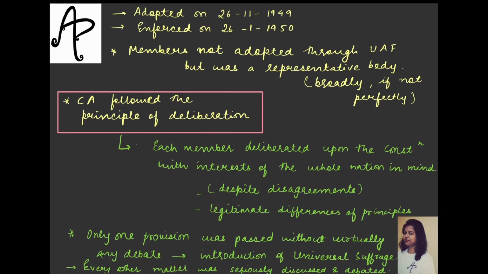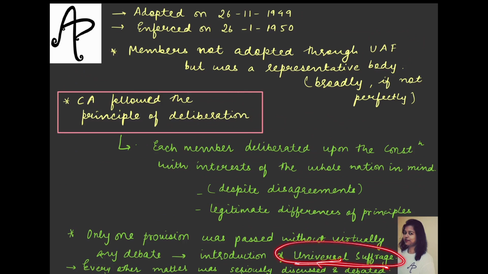But there was one provision of the constitution that was passed without virtually any debate. You know, उसको बस सबने मिलके पास कर दिया, और वो क्या था? Introduction of universal suffrage, which means universal adult franchise, that everybody who would be an adult would be allowed to vote. Universal suffrage means there will be voting rights given to everybody without any discrimination.